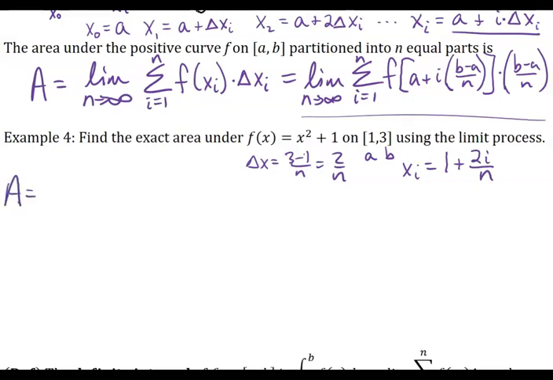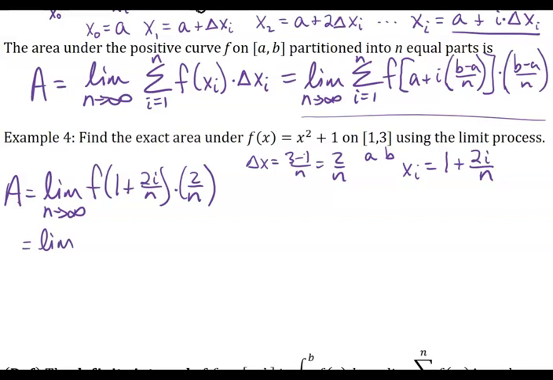Going into this formula then, the area is equal to the limit as n approaches infinity of f of x sub i, so 1 plus 2i over n, times delta x, which is 2 over n. Okay? Let's evaluate this piece right here, because we know what f of x is, so we should be able to evaluate this.